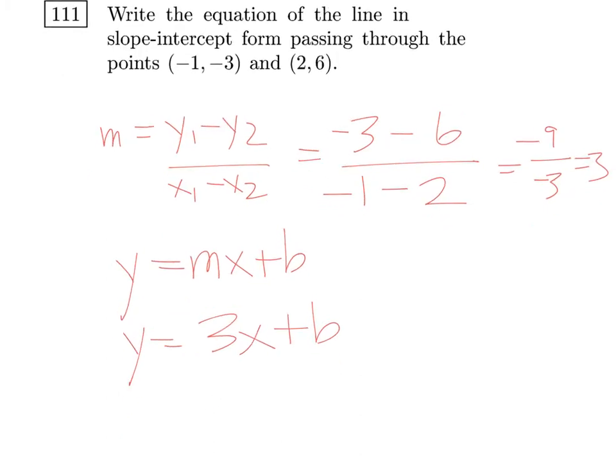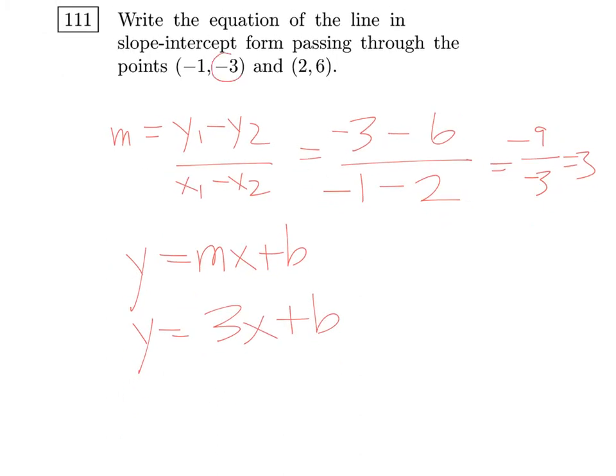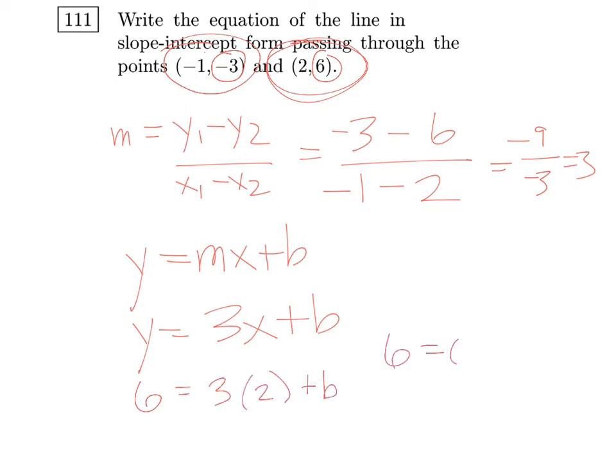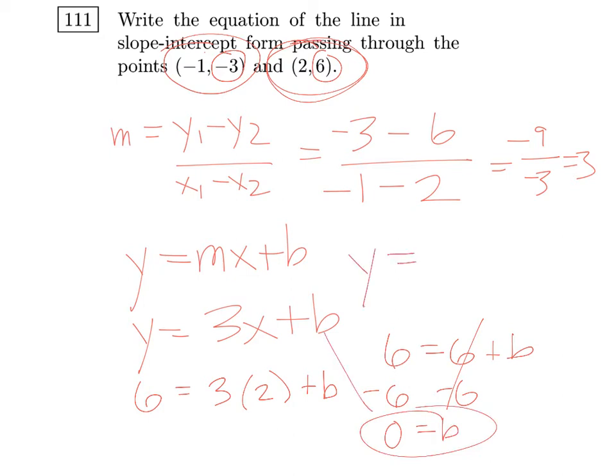To solve for b, you don't plug in one of those y values for the b. You have to choose one of the points. All right, I'm going to choose the first point. Plug in the x and y values and solve for b. So I have 6 equals 6 plus b. Subtract 6, and 0 is equal to b. Take it, plug it in. Y is equal to 3x. Done.